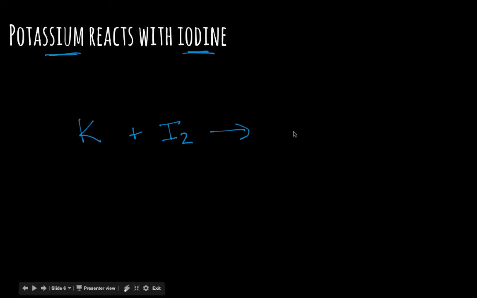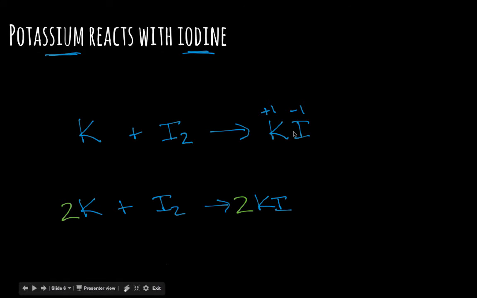So then on this one, the only thing that can happen here is those two can form a compound together. So K and I are going to combine. K is a +1, I is a -1, so those would cancel out. So K plus I2 gives me KI. Last step on this one would be to balance. So I would end up with 2K plus I2 gives me 2KI.